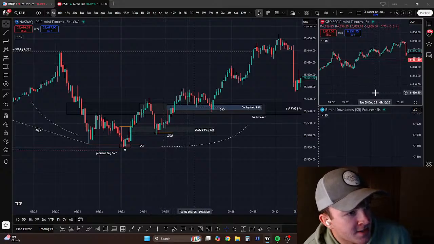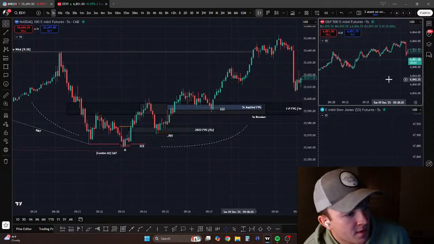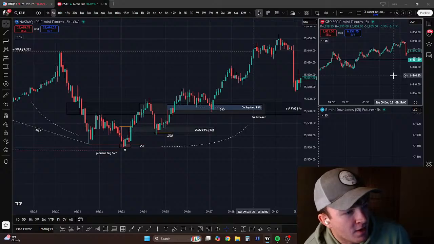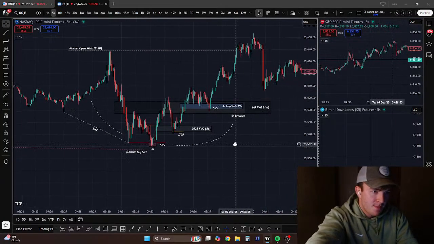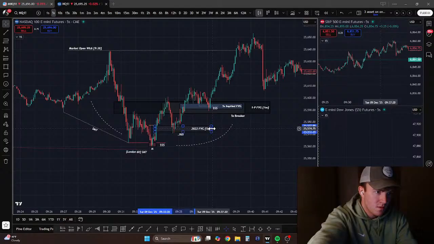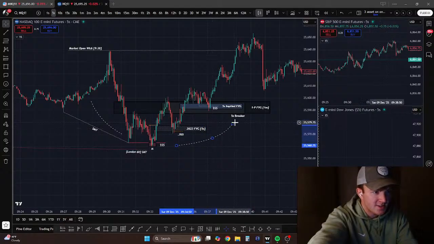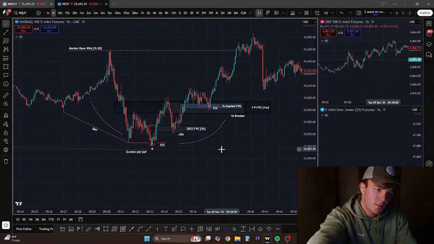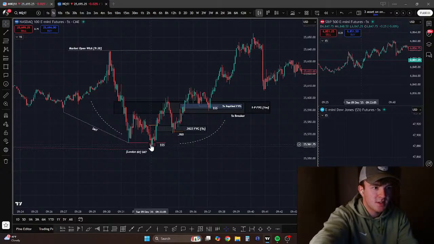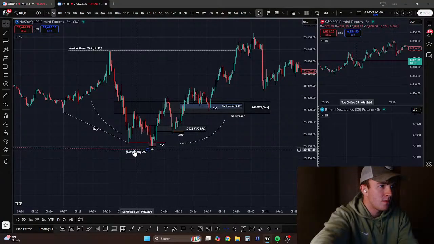So this is probably a 3-minute CRT as well. It almost certainly was. It actually looks like it was perfect. This is probably a perfect 3-minute CRT. Hang on. That's crazy. So this must have been... Yeah, because the 3-minute candle closed there.